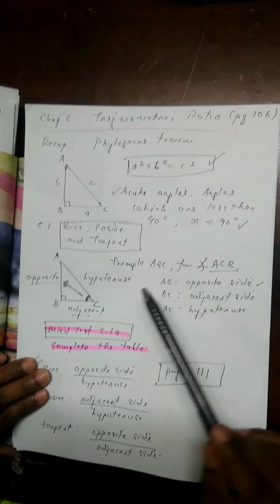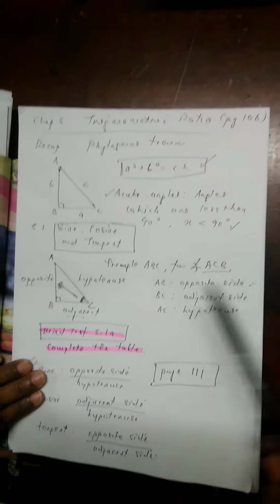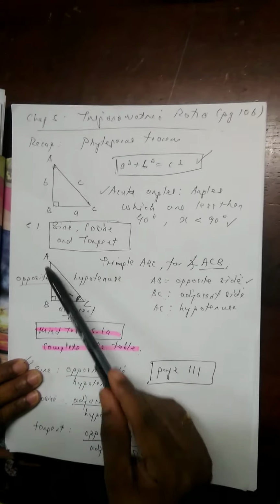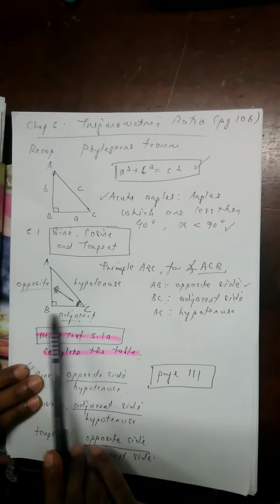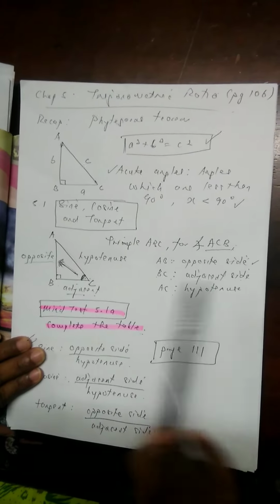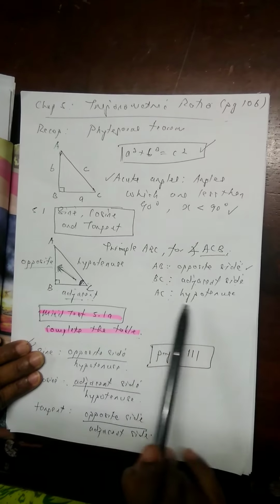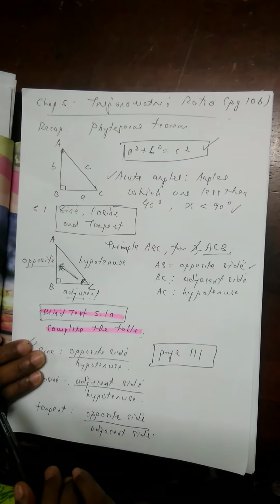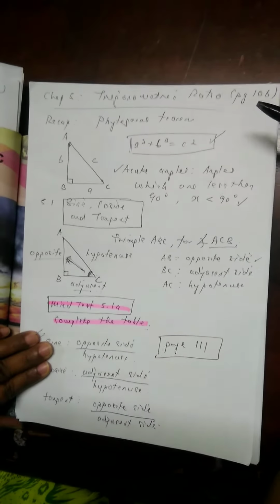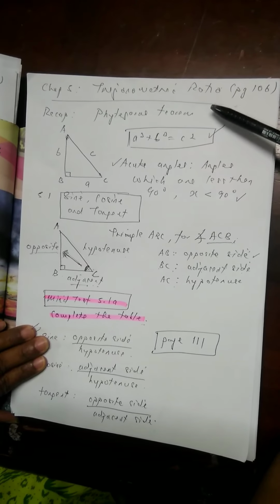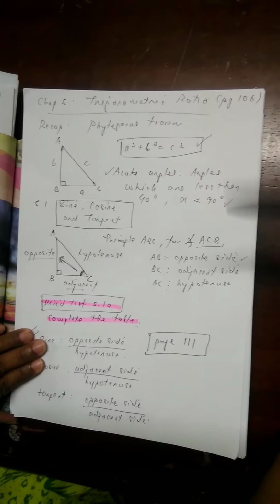So that means now, if we were to label which is the opposite, the opposite side is AB, BC becomes the adjacent side, and AC is the hypotenuse. We need this in order to get our trigonometric ratios later.